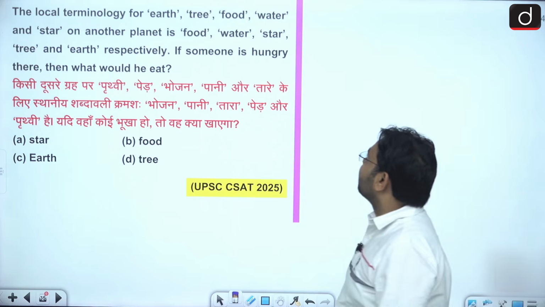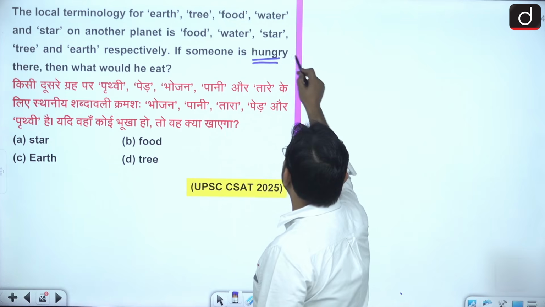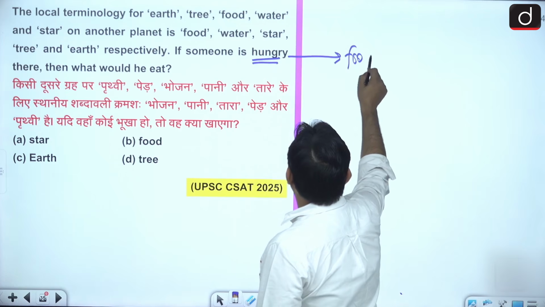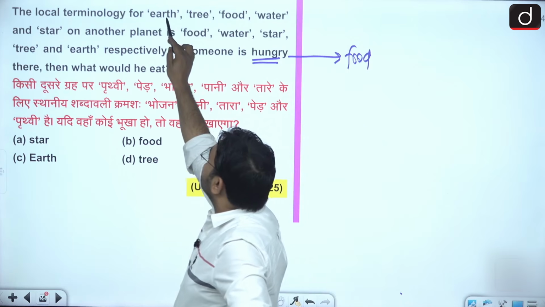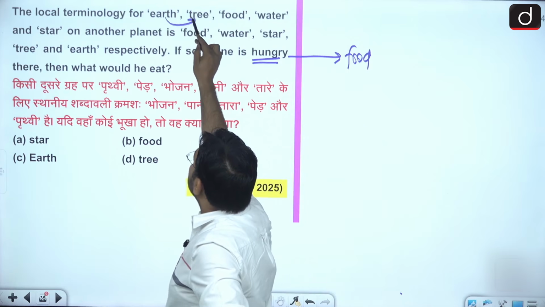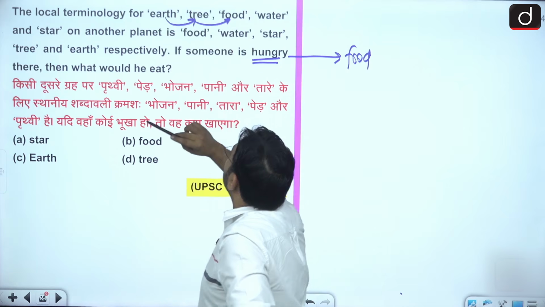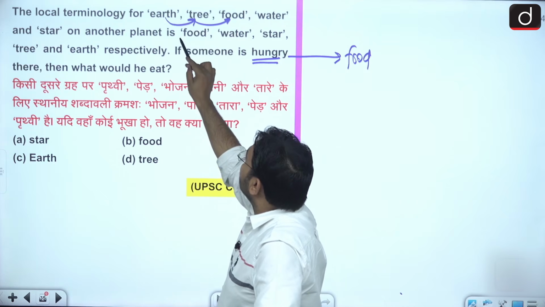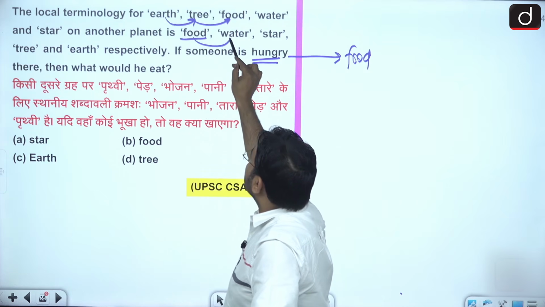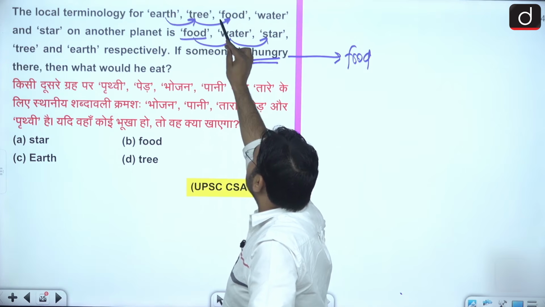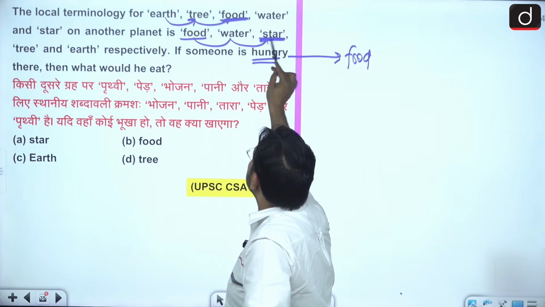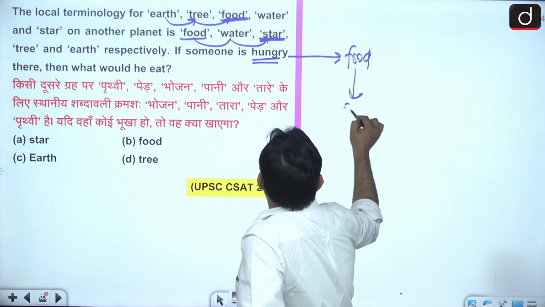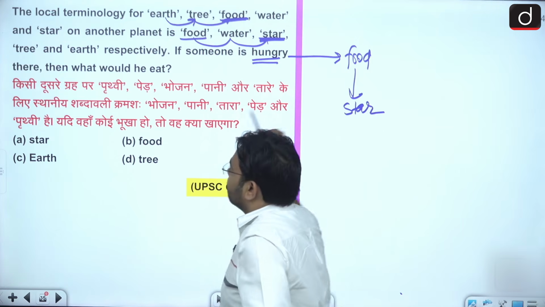We know if someone is hungry, then he will eat food according to earth. So earth, then tree, tree then food. Here is food, so on this planet it is food and on another planet it is star, so he will eat star.